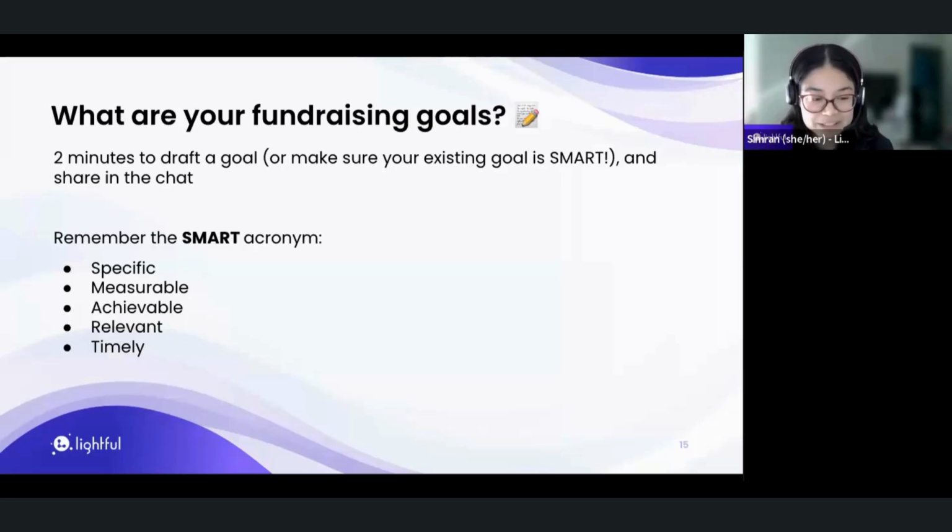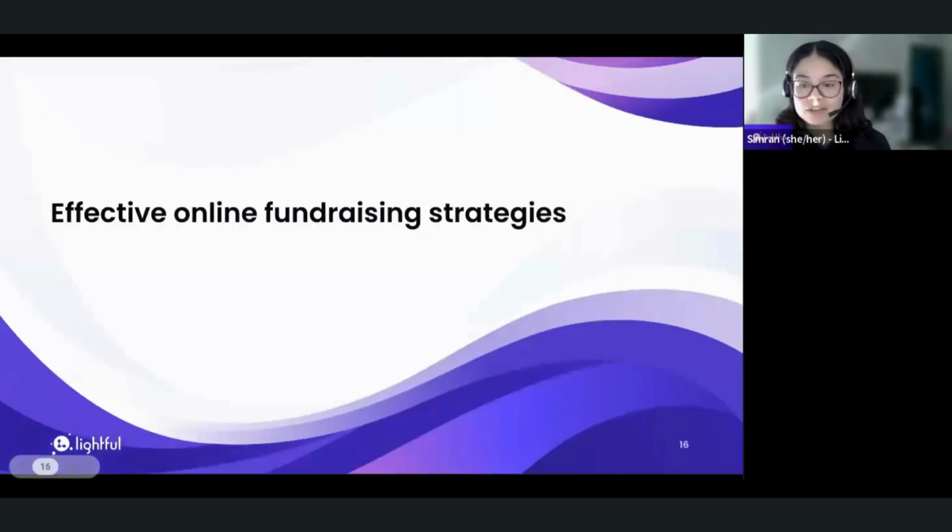So nice to see that all of these goals are smart. So I'll let Sabina look through those while I move on to effective online fundraising strategies. Now that we've looked at the benefits of digital giving, let's turn to look at how you can make it work effectively for your organization.